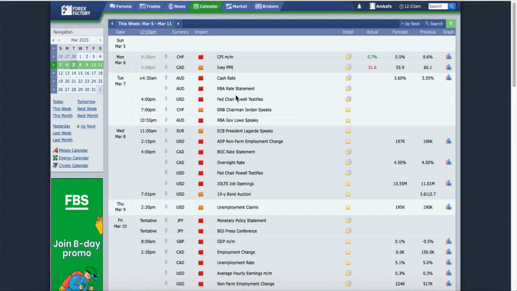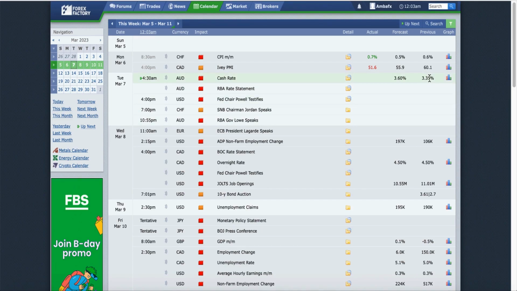So let's concentrate on this. Let's note this. It's going to come out later in the day, and this interest rate statement will come out very soon, maybe in some hours. It will let us know the direction of the Australian dollar. And then we have the RBA governor, who is going to speak later in the day after the rate statement. That is on Tuesday. So we have the Fed testify and the interest rate out of Australia.